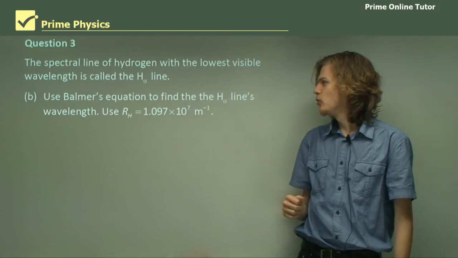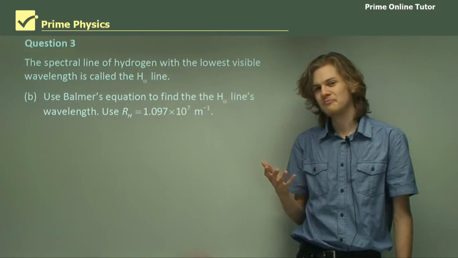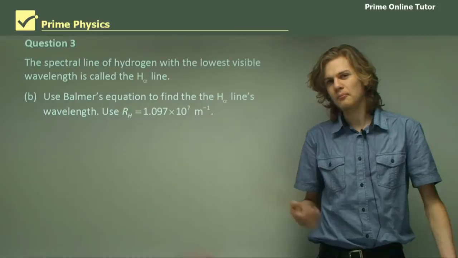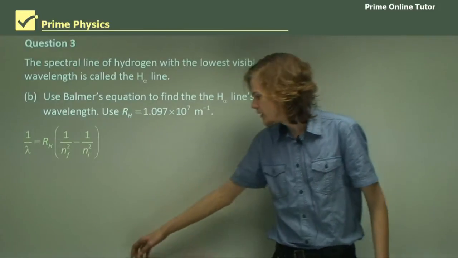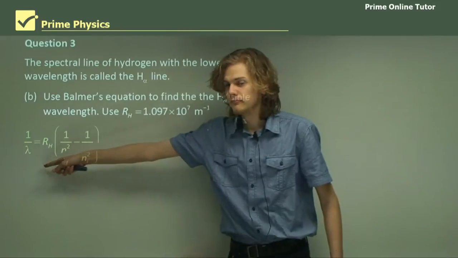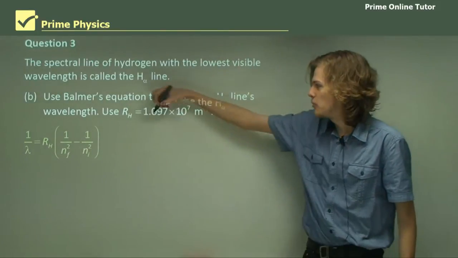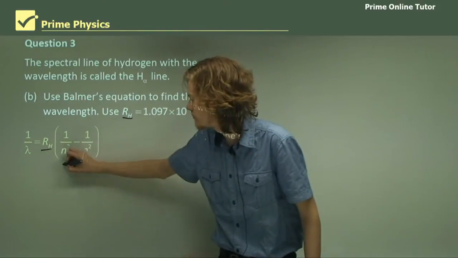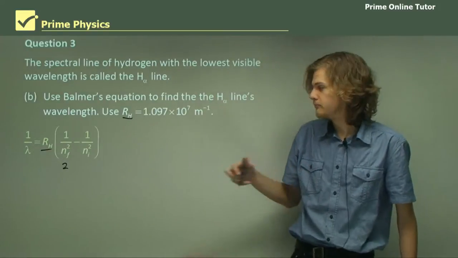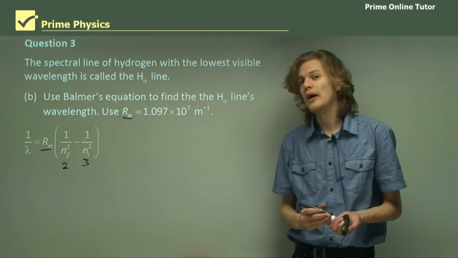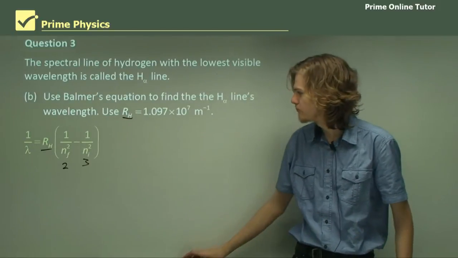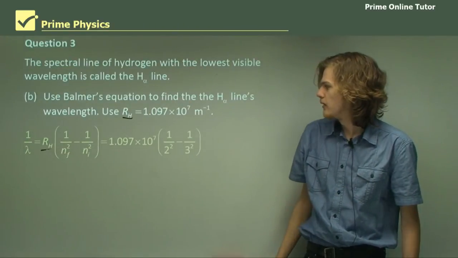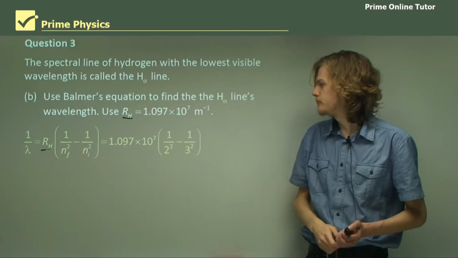All right, so find the H alpha line's wavelength using Balmer's equation and this value for Rydberg's constant. So to do this, we just use Balmer's equation and we put in the numbers. So there's Balmer's equation. What we're looking for is the wavelength, and what we have is Rydberg's constant over here, nf, which of course is 2, and ni, which of course is 3, because that means that we have the longest wavelength in the visible spectrum. All right, so we'll just put those in there, using this value for Rydberg's constant, of course.